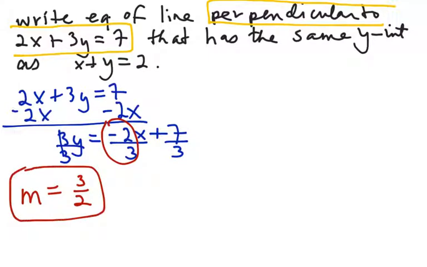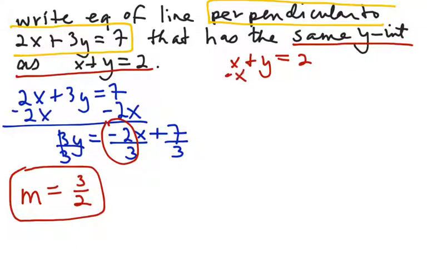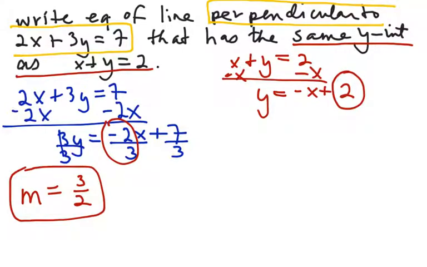Okay, that's all I needed from that equation, the slope, so I could find the opposite reciprocal slope because my line is perpendicular to that line. Now the second part here: it has the same y-intercept as x plus y equals 2. So let's find out what the y-intercept of x plus y equals 2 is. x plus y equals 2. Subtract x, I get y equals negative x plus 2. The 2 is my y-intercept, because my line has the same y-intercept as x plus y equals 2.